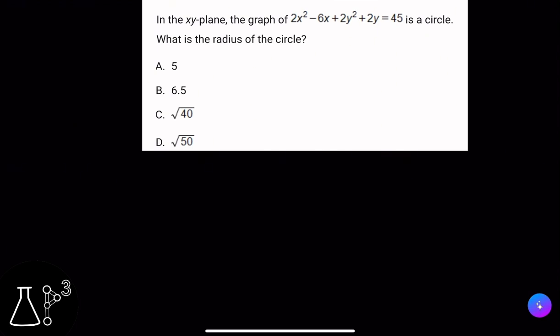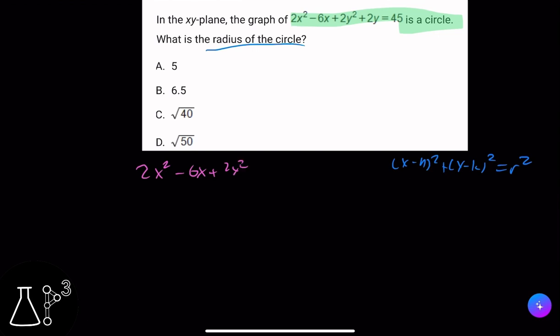So I'm given this huge equation over here, which is a circle, and we're looking for the radius of the circle. But we can't look for the radius because it's not in the circle equation format, which is, again, I'm going to keep rewriting it because the way to understand it is by repetition and practice. So the circle equation is (x minus h) squared plus (y minus k) squared equals radius squared. So I'm going to rewrite what's given: 2x squared minus 6x plus 2y squared plus 2y equals 45.